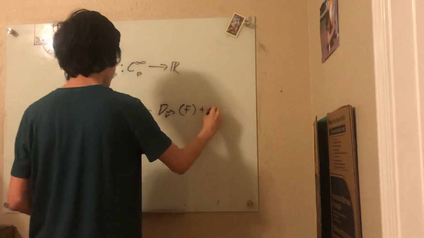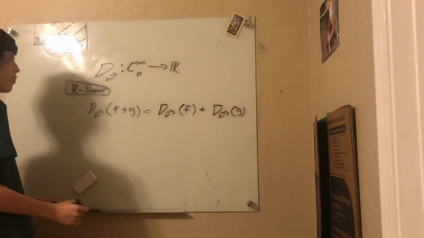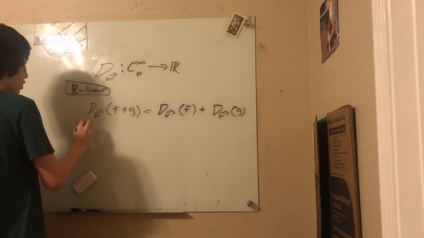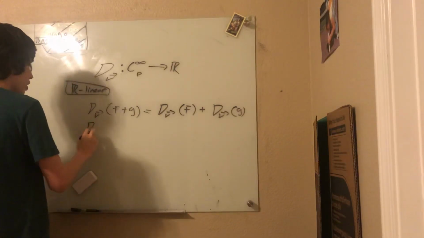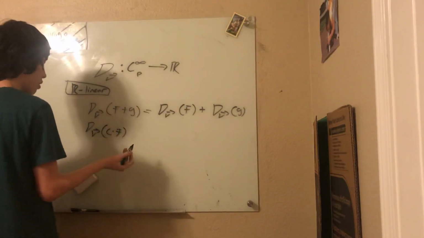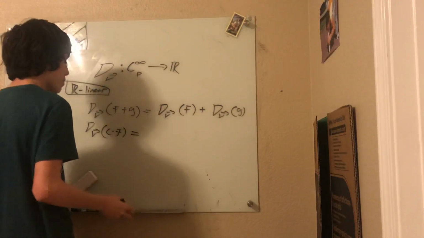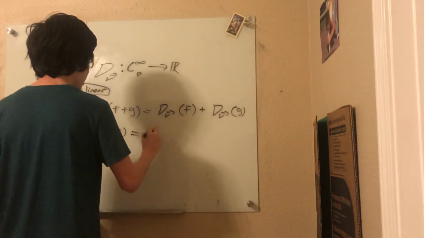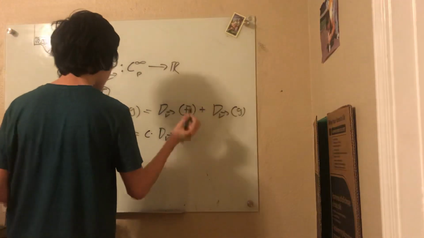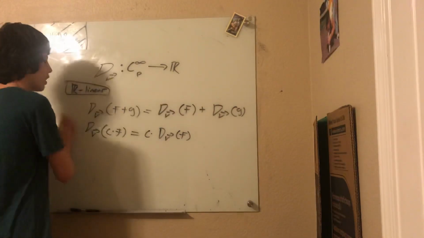It preserves addition, and you could probably see what I mean by preserve for the inputs, right? And it also preserves scalar multiplication. So it's a lot like a tensor or a linear mapping. It is a linear mapping. And it also satisfies the Leibniz rule, or the product rule, right?